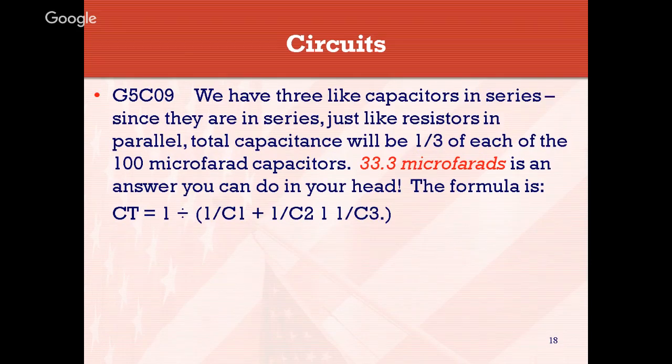All right, we have 3 like capacitors in series, and since they are in series, just like resistors in parallel, the total capacitance will be 1/3 of each of the 100 microfarad capacitors. In other words, these are in series, and the calculation is done very much like you would do the calculation for resistors in parallel. You just have to think a little bit of the opposite there. So if they're 100 microfarads, you're going to take the reciprocal of each one of those. You're going to come up with 33.3 microfarads as your answer.